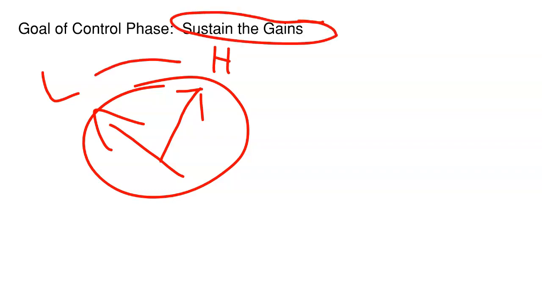Once the needle moves to this higher value, our job in the control phase is to try to keep it there. Standardization happens after we've measured and monitored and shown that this performance has moved. I bring this up because sometimes it's felt that standardization is all about documentation.